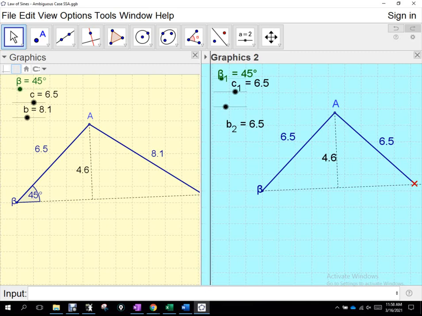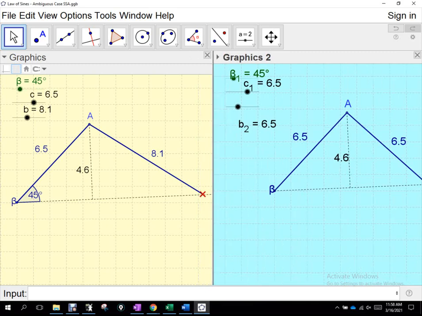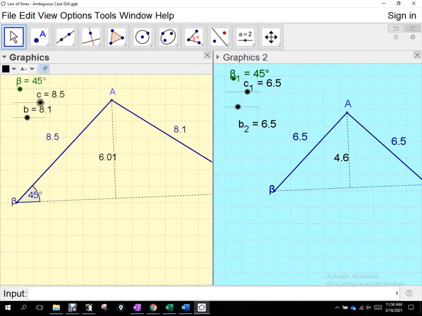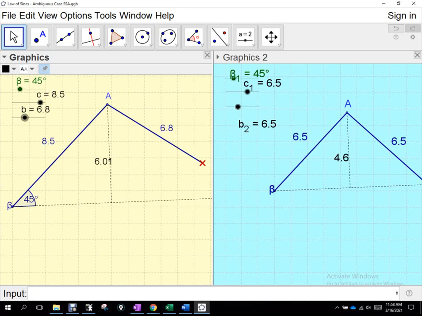All right, so if I choose, let's say we go to that side to be 8.5, and let's say this side here is 6.8. Okay. Let's come over here. I'm going to make the exact same triangle over here.